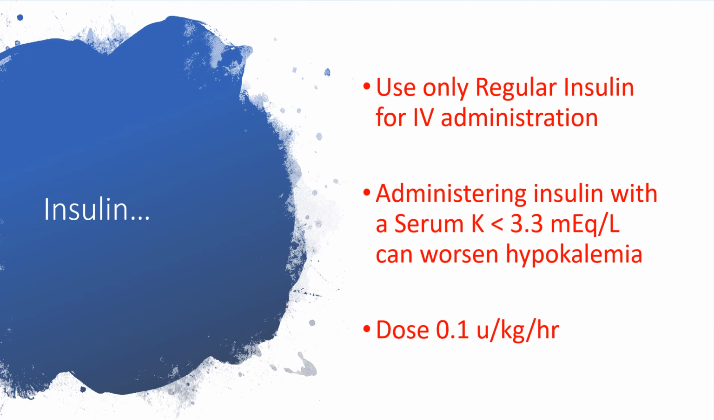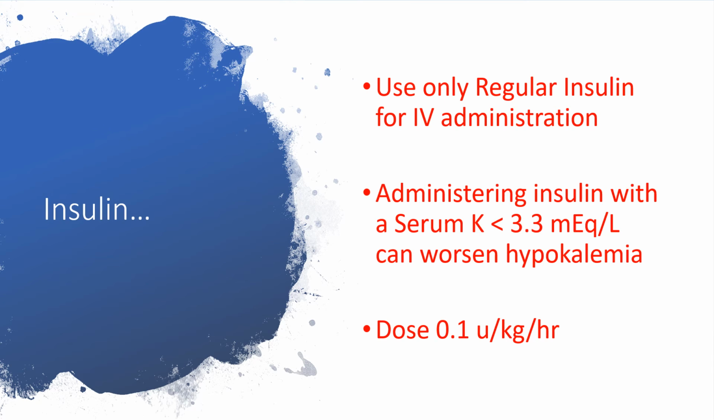Before we give insulin, something that is imperative that we do is we check their potassium. So current standards say that if you have a serum potassium of less than 3.3 milliequivalents per liter, you either hold your insulin until you can get your potassium into a normal range, or you use extreme caution.